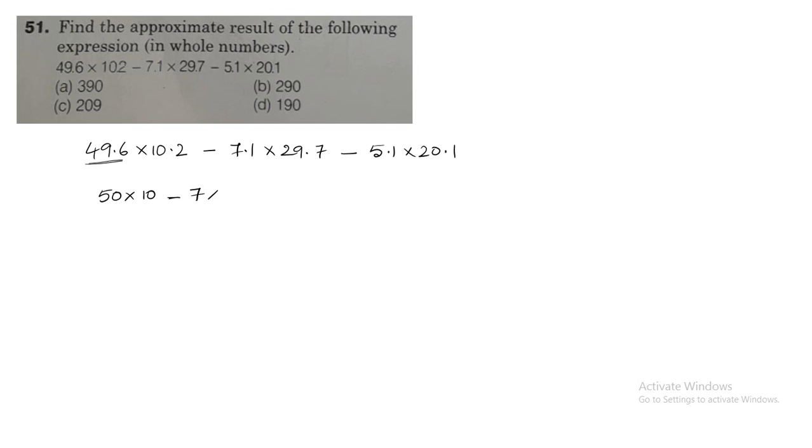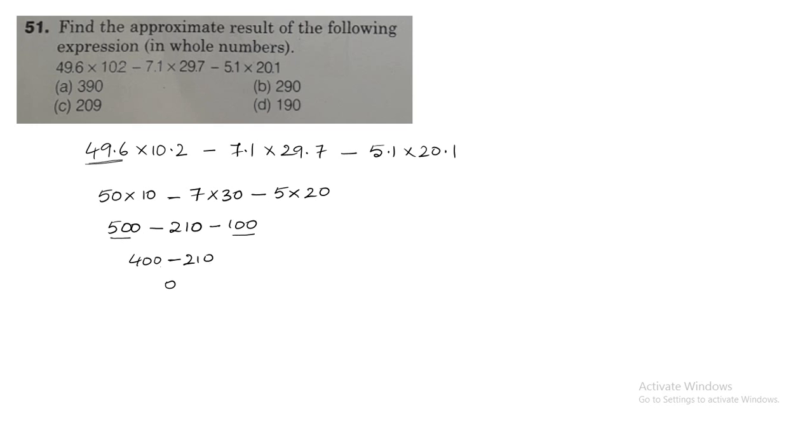Then this is nothing but 7, and 29.7 minus 5.1 I can write as 30 minus 5, into 20.1 I can write as 20. So 50 tens are 500, minus 7 threes are 21, followed by a 0, minus 5 twenties. It is nothing but 100. So 500 minus 100 is 400, minus 210.